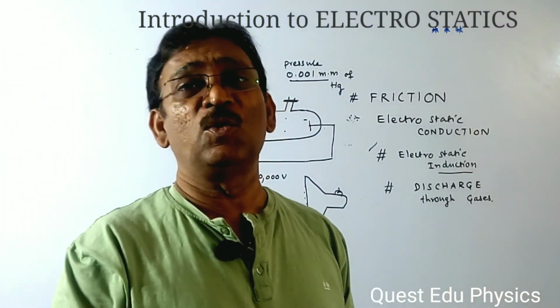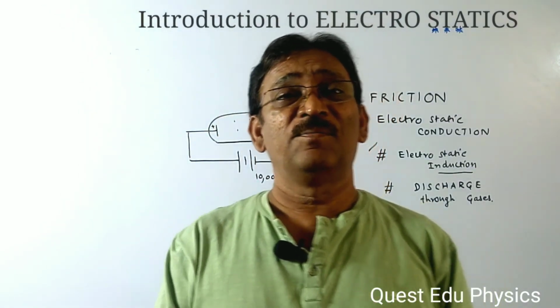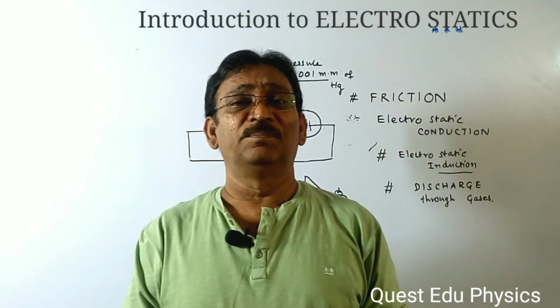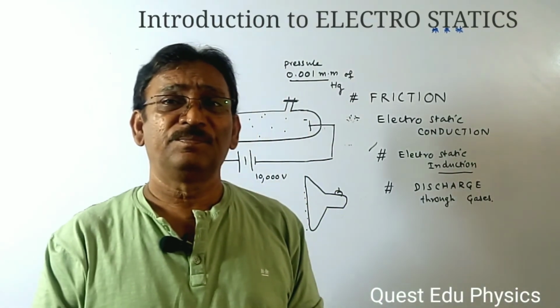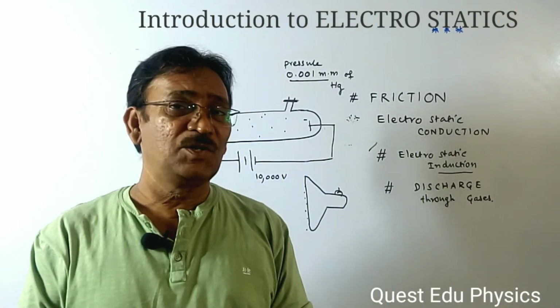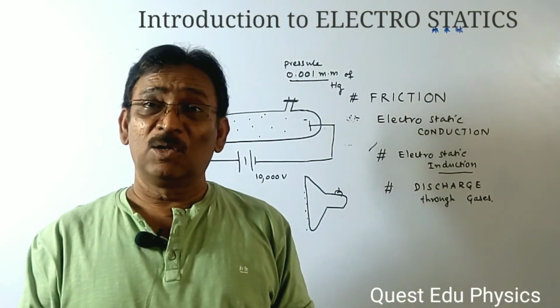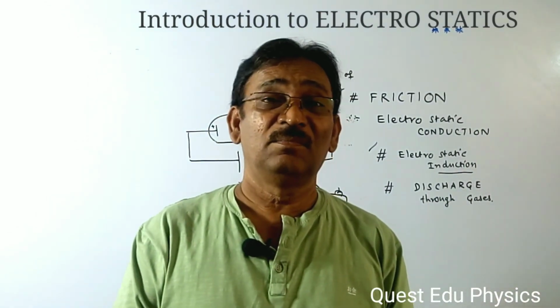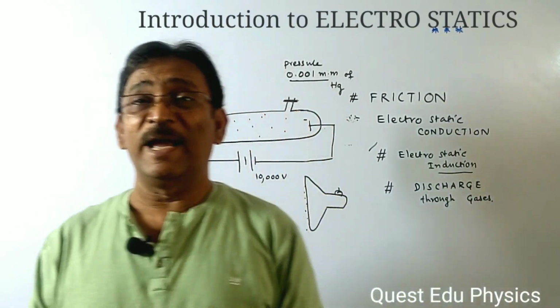These are the four methods to produce the charges, students. Charges can be produced by means of friction, electrostatic conduction, electrostatic induction, and also discharge through the gases, students.